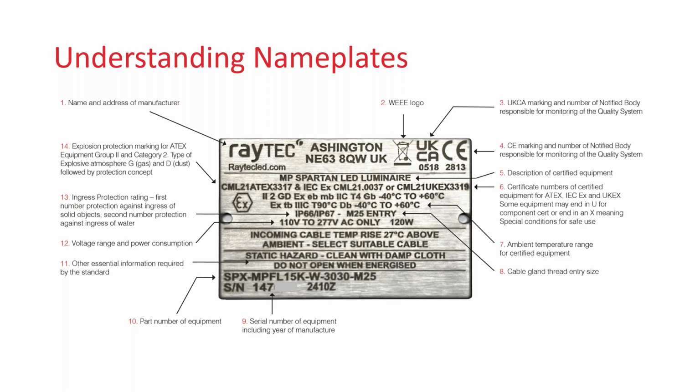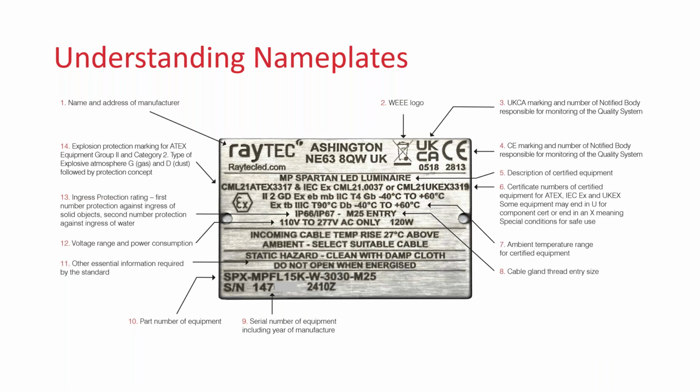You may note some equipment may end in a U for component certification, or it may end in an X, meaning that certain special conditions apply for safe use. We'll go into the X in another slide. Point 7 details the ambient temperature range for certified equipment and its safe operating temperatures. Item 8 details the gland and thread entry size.